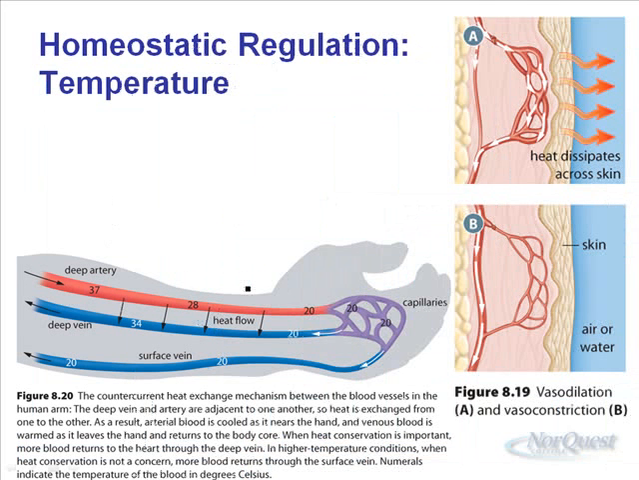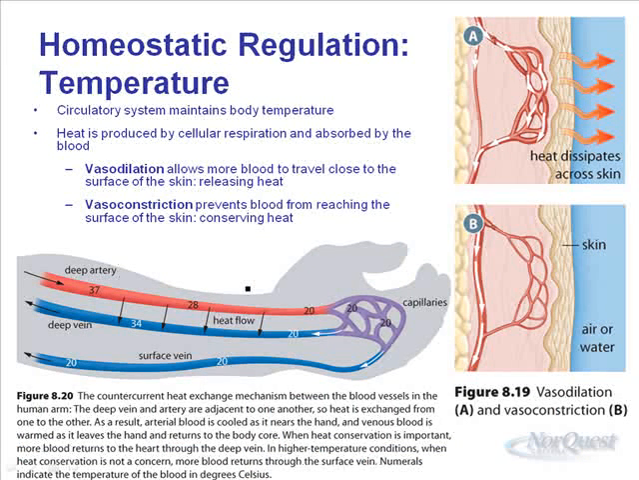It's also a homeostatic effect in maintaining body temperature. Our circulatory system maintains body temperature by using vasodilation and vasoconstriction. Heat is produced by cellular respiration when we metabolize sugar, and that heat is absorbed by the blood. Vasodilation allows more blood to travel close to the surface of the skin, whereas vasoconstriction prevents blood from reaching the surface of the skin to conserve heat. So we have two pictures over here on the right. One is of vasodilation. When blood enters these capillary beds close to the skin, we release heat, and this is going to happen on a hot day.